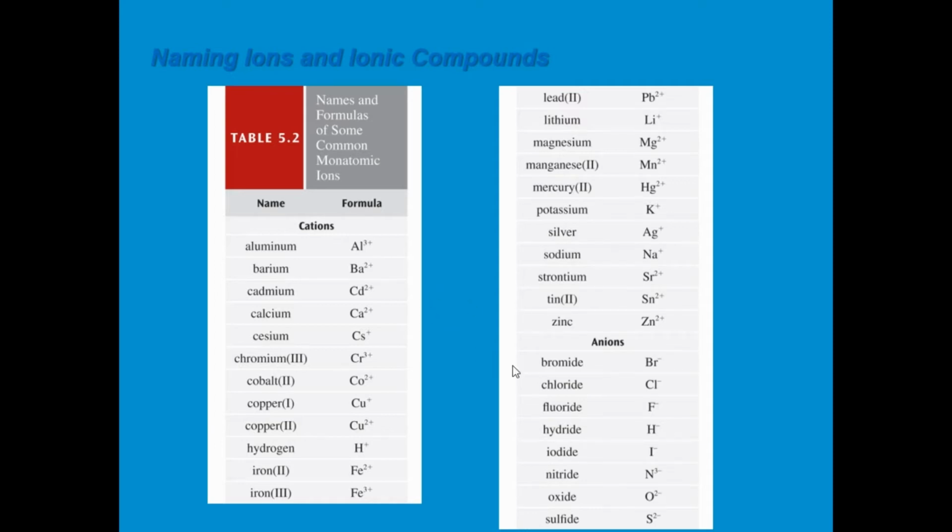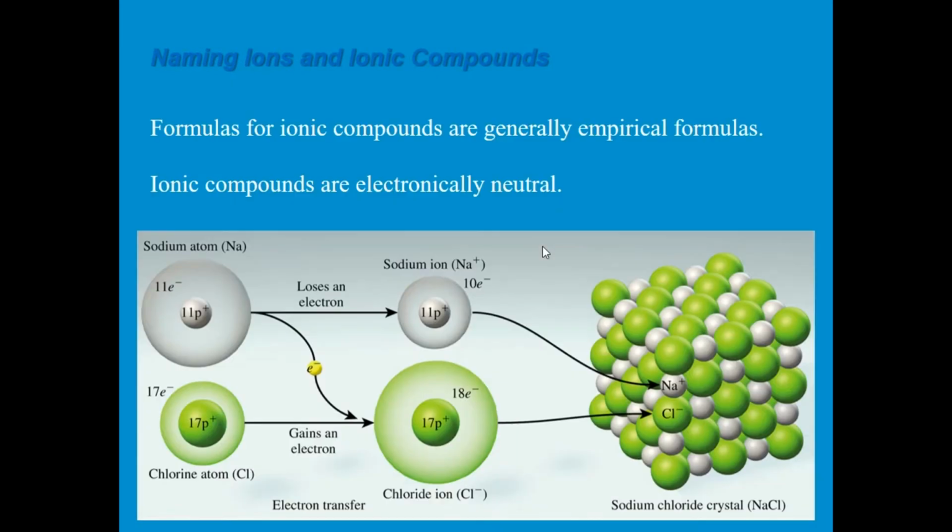Anions are negative. Bromide, chloride, fluoride, hydride, hydrogen. Just take the element, take off the end of it, put -ide. Note, anions do not have a 2 or 3. It's only the cations, the positive ions, and only the transition metals.